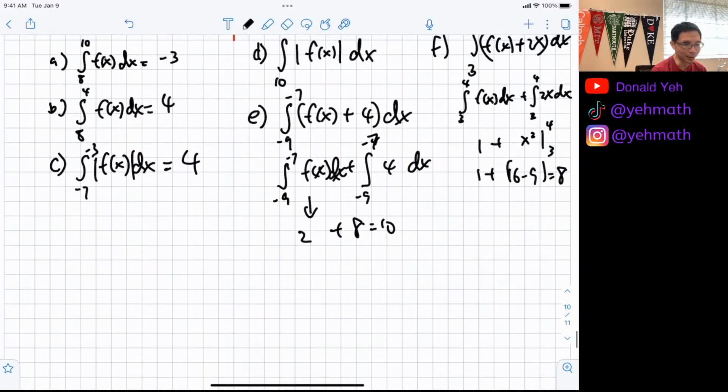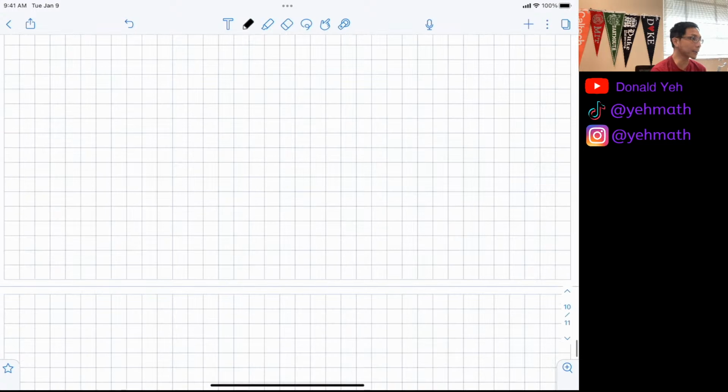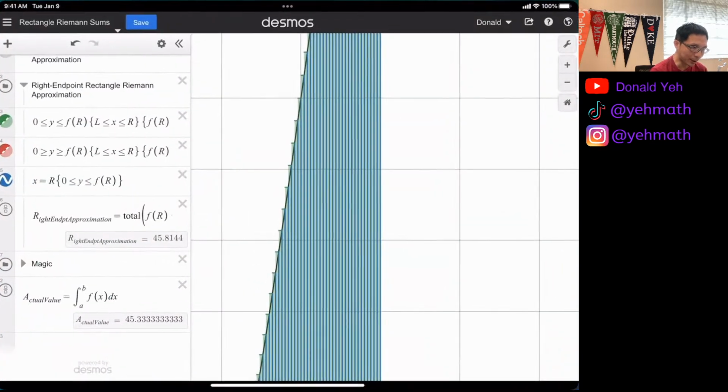Now the next part of the lesson is with your right endpoint or left endpoint. So I'm going to show you how it works first.